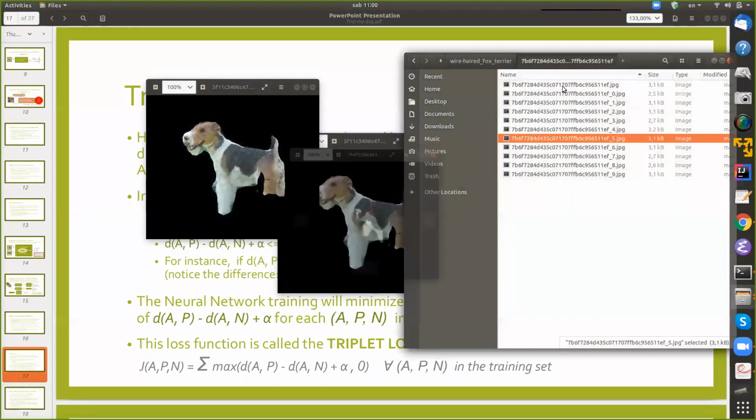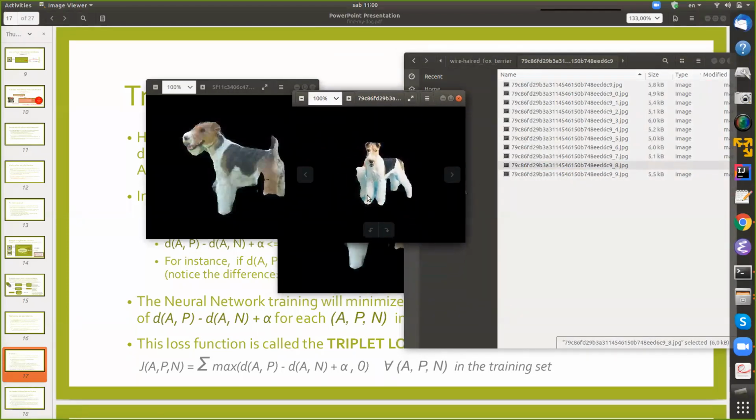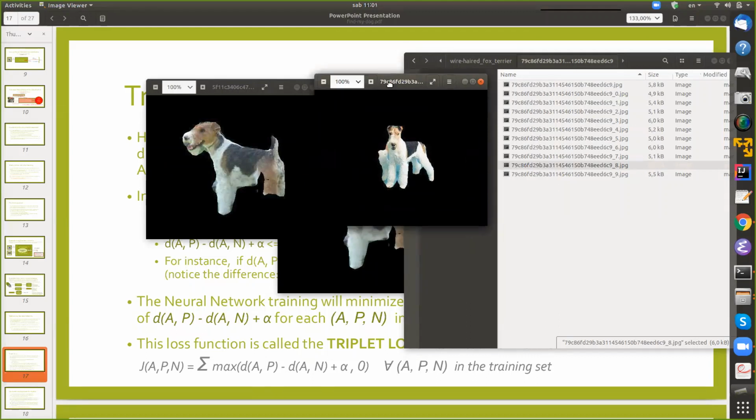No, this is not a good image. Let me pick up this one. This is another dog, it's not the same. It is another dog of the same superclass, a white hair Forster. This is a hard negative because the network should produce a different vector representation for the two images, knowing that the two images are a negative triplet.